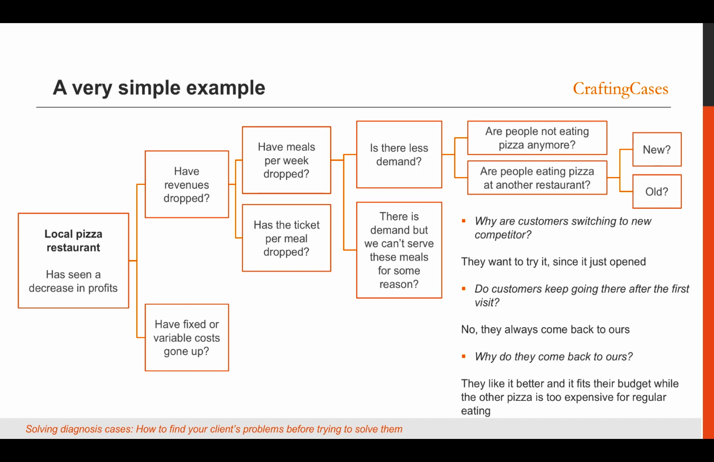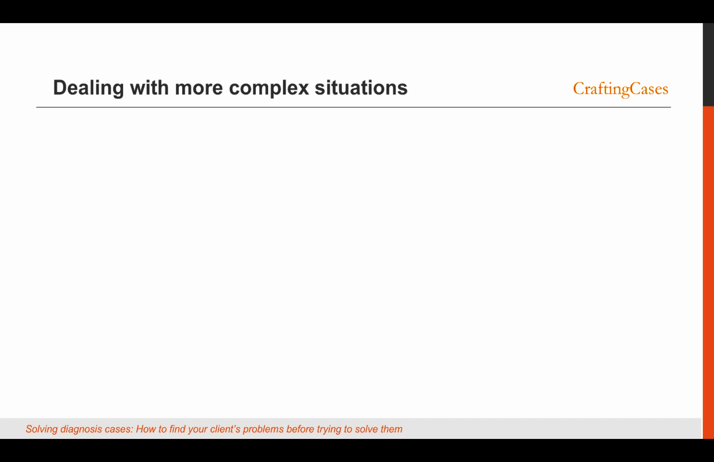I got to the root cause of the problem, and I'm not giving recommendations yet because the scope of this case was to understand why profits are decreasing. So I've talked over and over again that that problem was simple. Now I want to talk about how to deal with a more complex situation. There are three things that may make the situation more complex to solve.